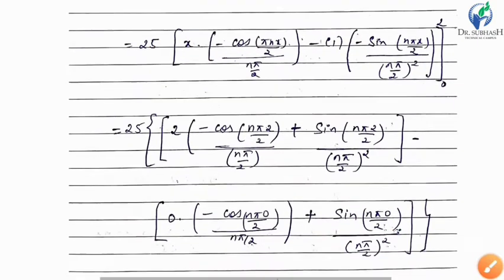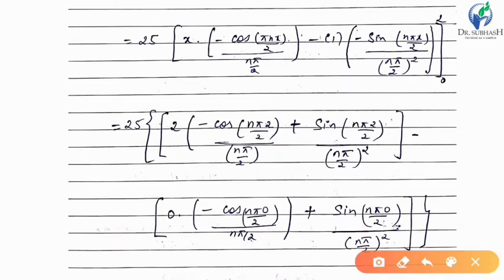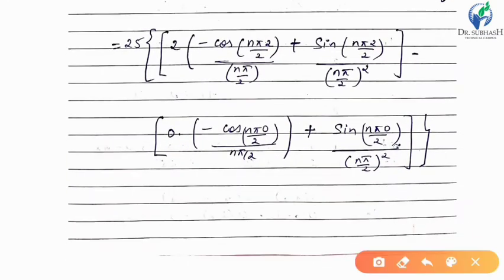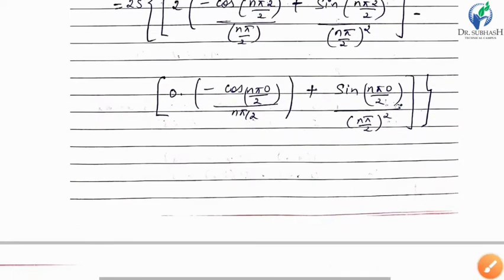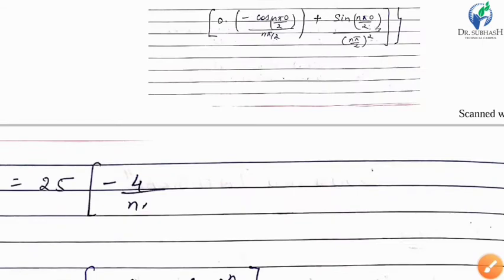Now I will put the limit. First in place of x I am putting 2, everywhere I am putting 2, minus in place of x I am putting 0. Now let me simplify this. See here, this 2 will get cancelled, so I will put the value of cos n pi. Here this 2 will get cancelled. Sin n pi will become 0. Again, this is multiplied with the cos term, so this whole term will become 0. And here sin 0 will become 0. So I will be having only one term, that is the solution for the first term.